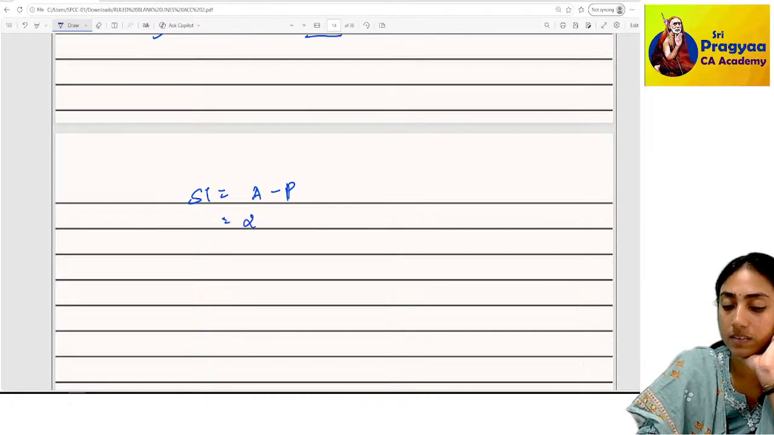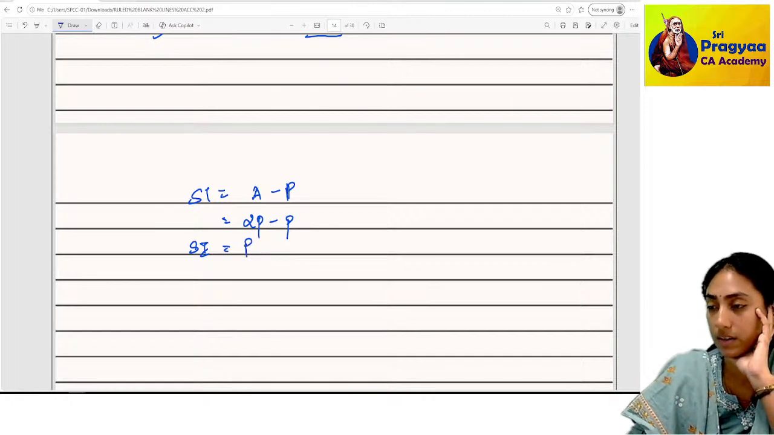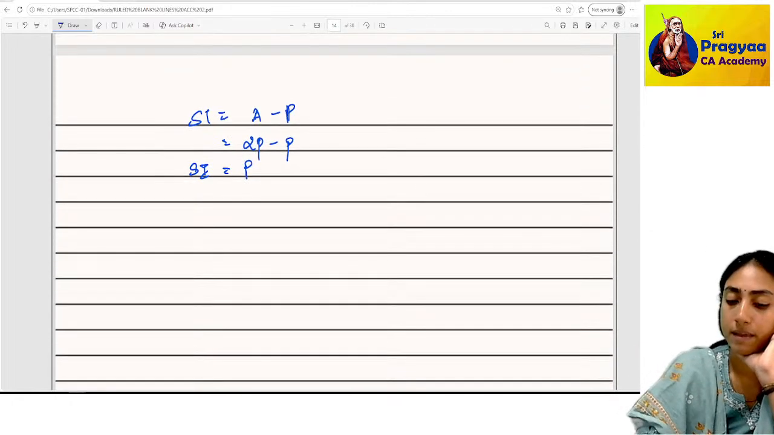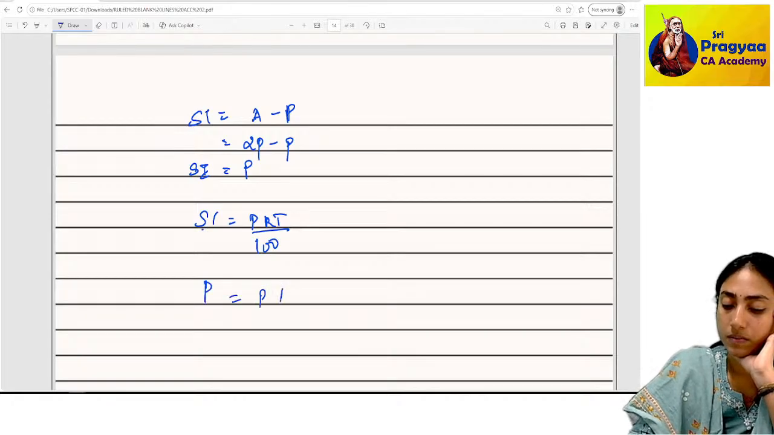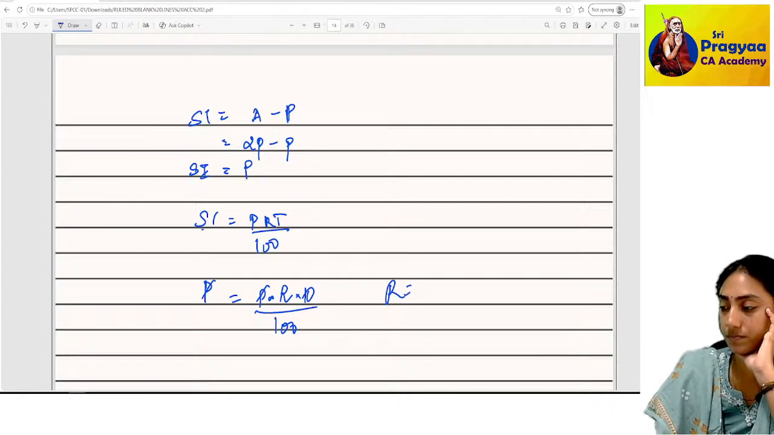A என்ன 2P, double itself கொடுத்துருக்காங்களா. So என்னோட simple interest in 10 years will be the principal itself. Correct? Simple interest ஓட formula என்ன PRT by 100. Correct? Simple interest என்ன P. T என்ன 10. Correct? P cancel ஆயிடுமா. R is equal to 10%.